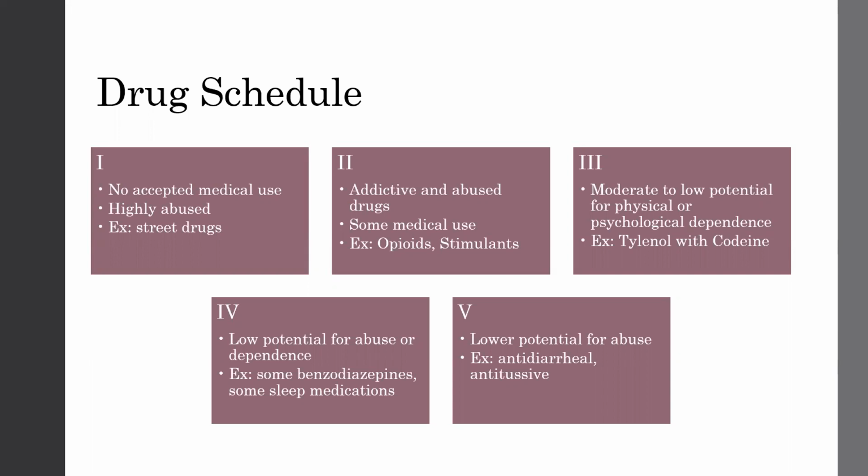Schedule 3 has moderate to low potential for physical or psychological dependence, and examples of this would be things like Tylenol with codeine. Schedule 4 would be low potential for abuse or dependence, and this includes some benzodiazepines and sleep medications. And then Schedule 5 has very low potential for abuse, and examples for this would be like antidiarrheal or antitussive medications. Certain providers do need to have a special license to prescribe some of the higher drug schedule medications.